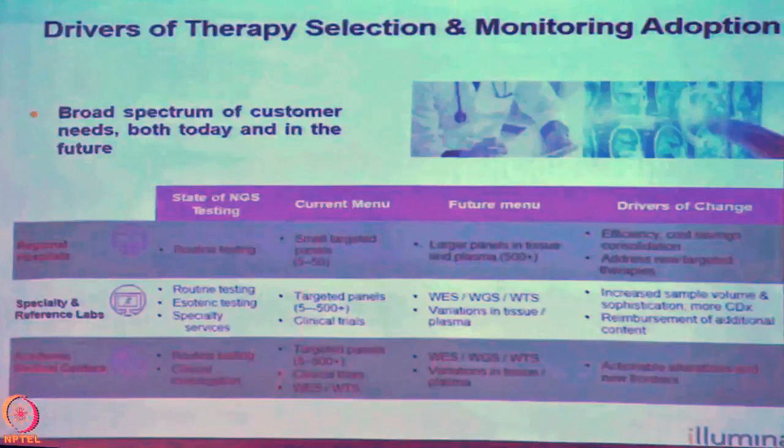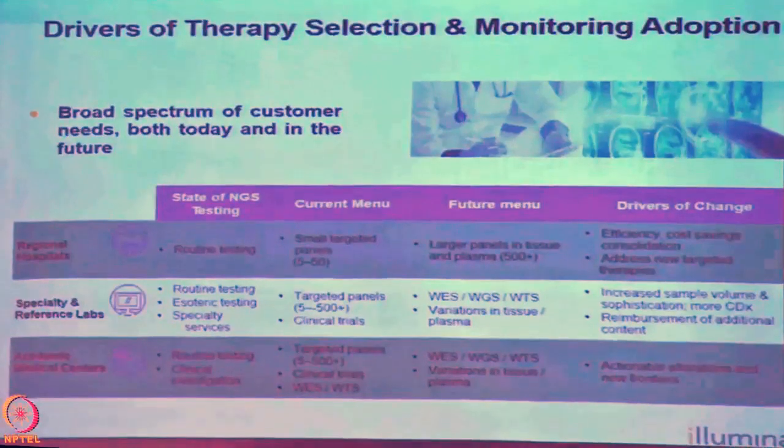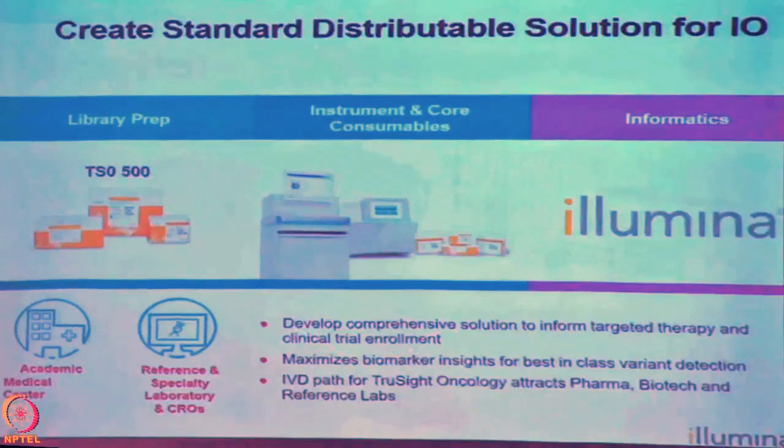So for this one, depending upon the customer, right, if it's a regional hospital, they do very small panels, right, 5 to 15 genes. Some are bigger clinical trials, right, they do 500 gene panels. Some are doing whole exome or whole genome sequencing. And they use different approaches to identify the cancer, what's the cause of that, right? So we have a complete solution for library prep, instrumentation, and informatics, which tells you what the targeted therapy could be, and there are lots of clinical trial enrollments going on. And this instrument is also IVD approved. So that means you can directly apply it into IVD mode from research.